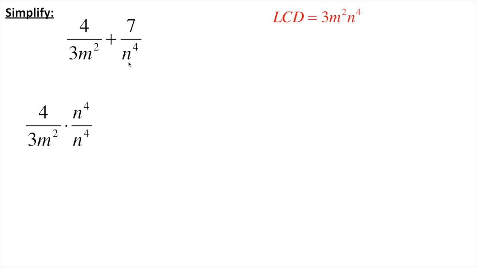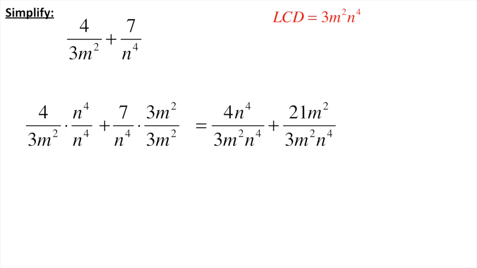This one over here, I have the n to the fourth already. What I'm missing is this 3m squared. So I'm going to take this one here, and I'm going to multiply top and bottom by that 3m squared. That will give me my common denominator here. All right, so let's take that out one more step here. 4 times n to the fourth gives me 4n to the fourth. And then 7 times 3m squared would be 21m squared.